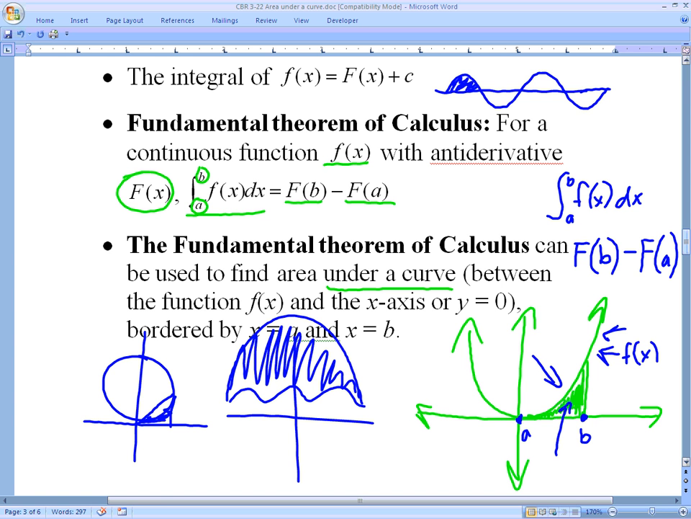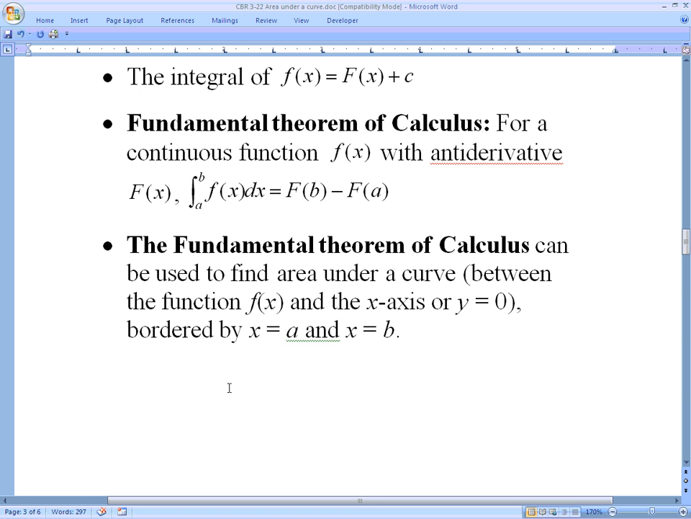So all kinds of cool shapes that we can now find areas of that we never could with basic geometry. We could maybe estimate at best, and so this is pretty important. Fundamental theorem of calculus.